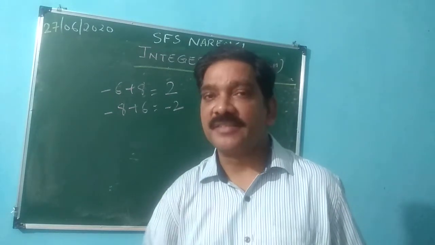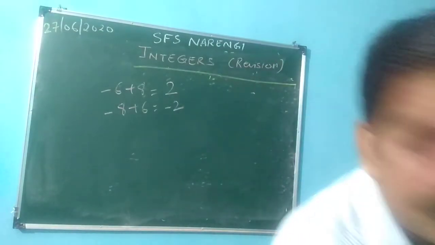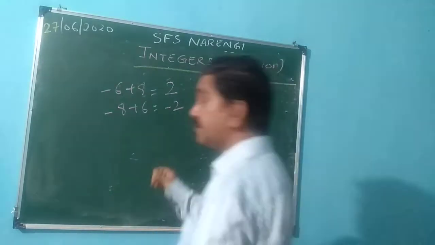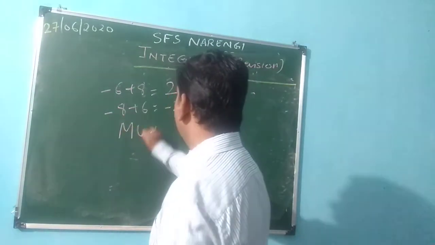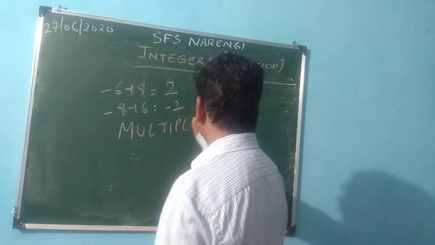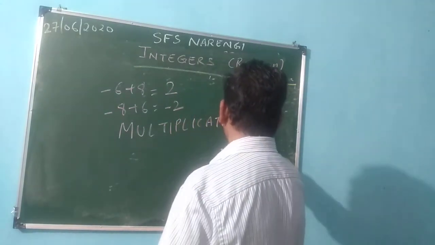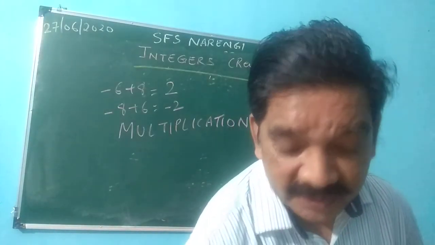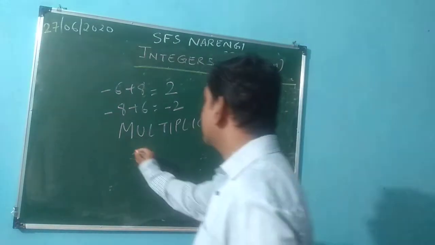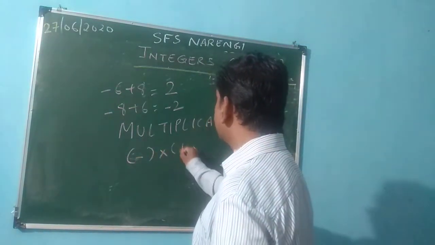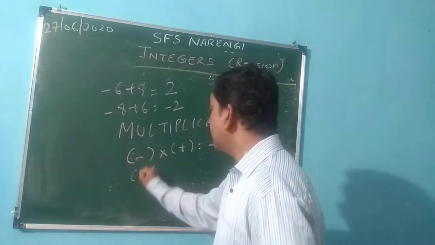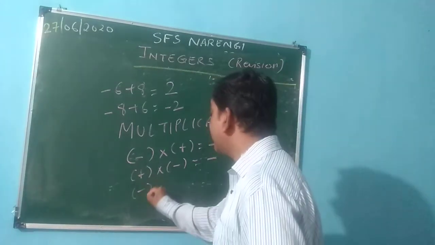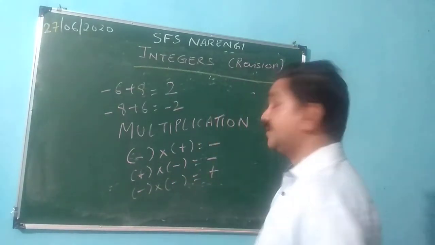Let us see today what happens in the case of multiplication. Let this example be there so that it will be easy for you to understand. So today I will start with multiplication. The rules are very simple in the case of multiplication. So in multiplication, what will we do? We will multiply. Suppose minus into plus, the answer is always minus. Plus into minus, the answer is again minus. But if I do minus into minus, I will get plus.